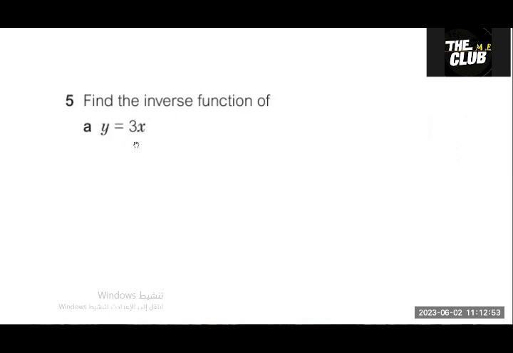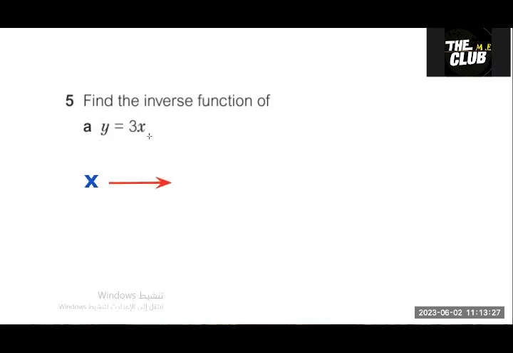Now, A, y equals 3x. Using the function machine method, first, I'm going to write the function. When we write the function, we always start with x. So we write x, make it big so you can see it. First thing, we write x, and then we make an arrow, like this.